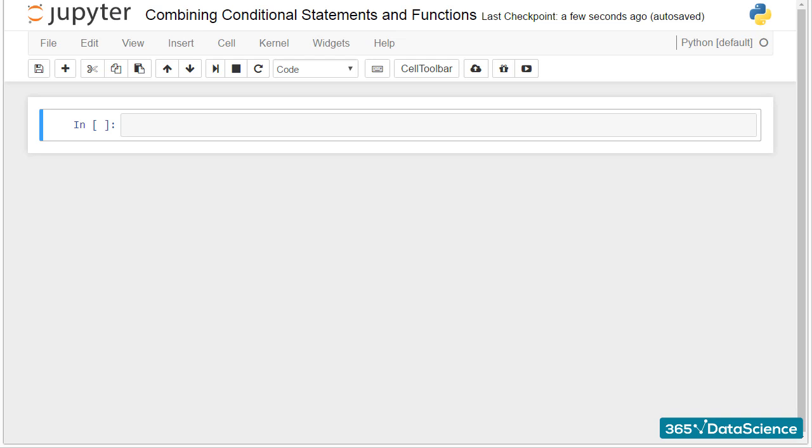We know how to work with if statements, and we know how to work with functions. In this lesson, we'll learn how to combine the two. This is a fundamental concept in programming, so please pay attention. You'll encounter it quite regularly when coding.